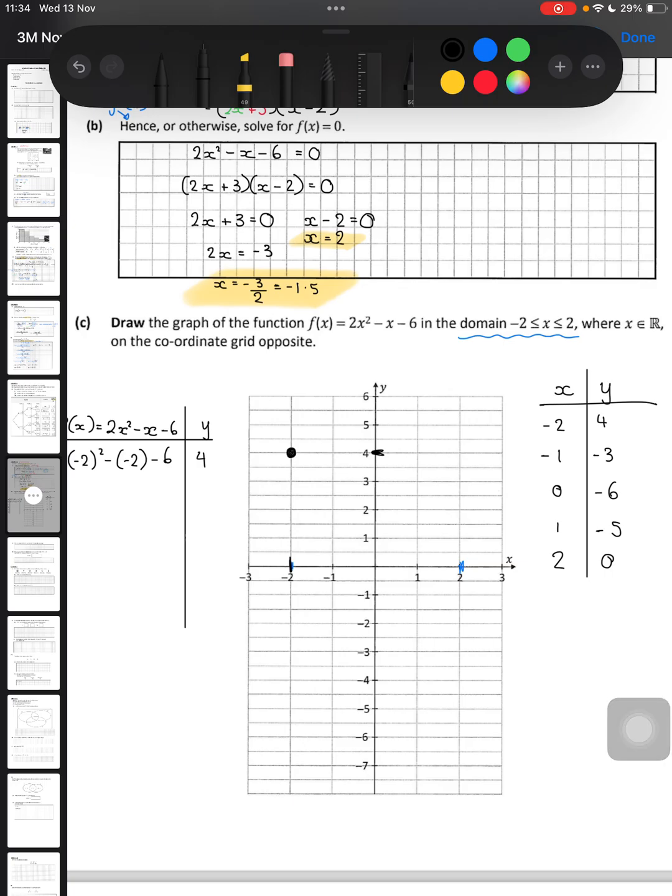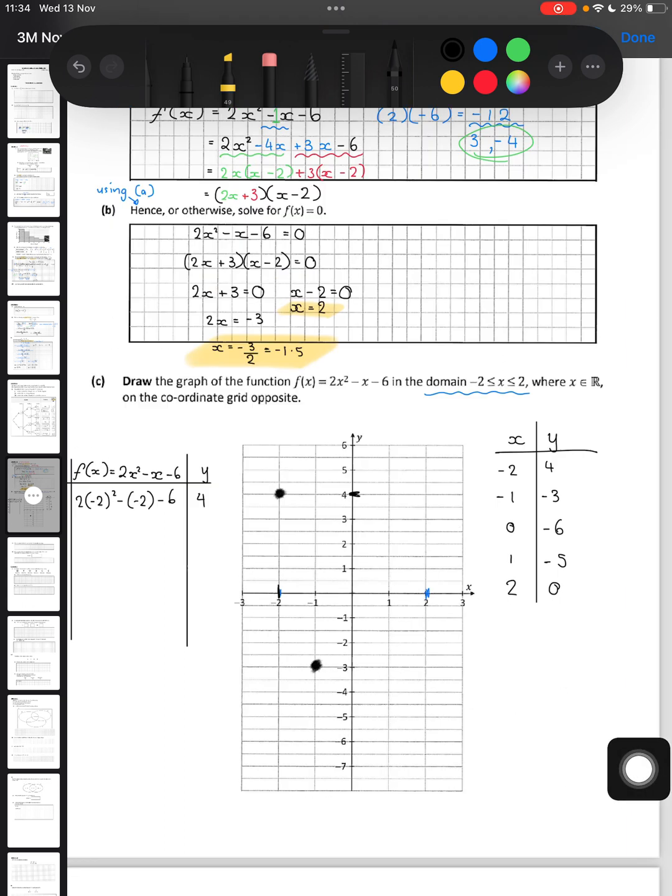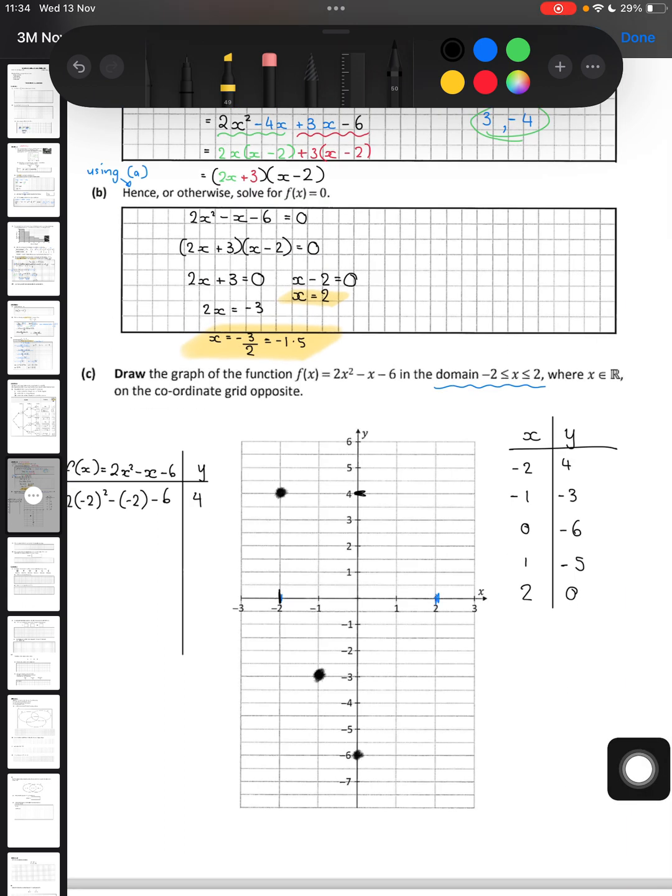Have I just made a mistake? Yes, because before I started drawing on my graph, I should have gotten out my pencil. That's not my pencil, there's my pencil. There is my first point. Then at -1, I have -3, so all the way down here. 0 is at -6. 1 is -5, so here. And 2 is at 0.